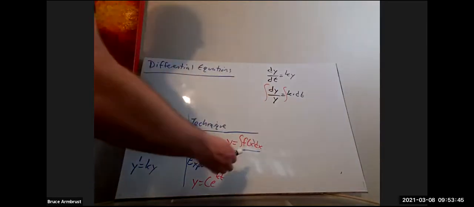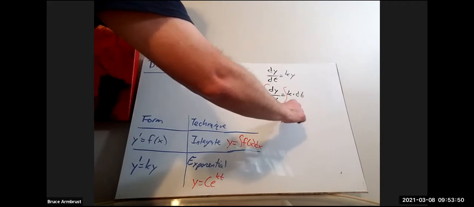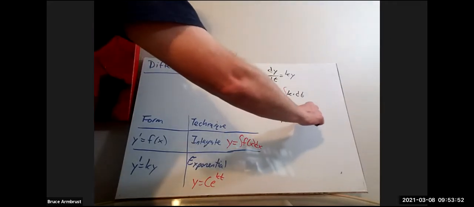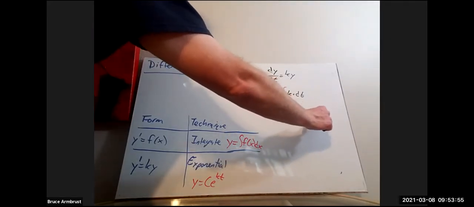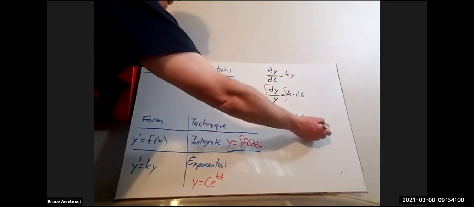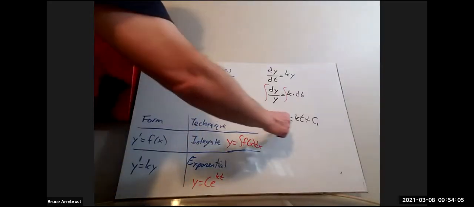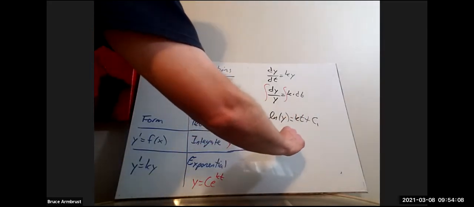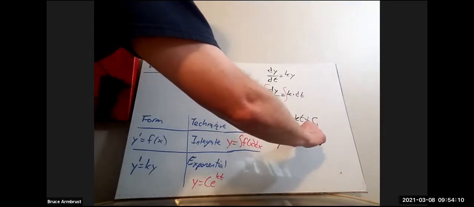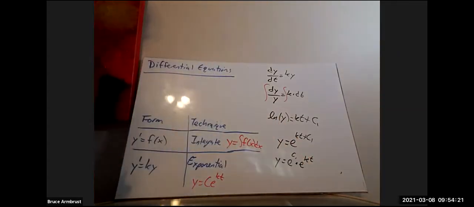So the integral of dy over y is the natural log of y. The integral of k dt is kt plus some constant. I'm going to call it C1. And then if we want to solve for y, we just have to change this to exponential form. So we get y equals e to the kt plus c1, which is e to the c1 times e to the kt, using the rules of exponents.